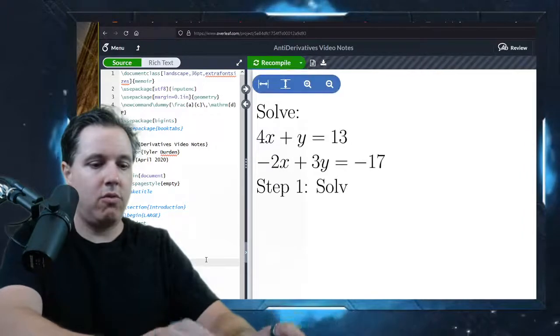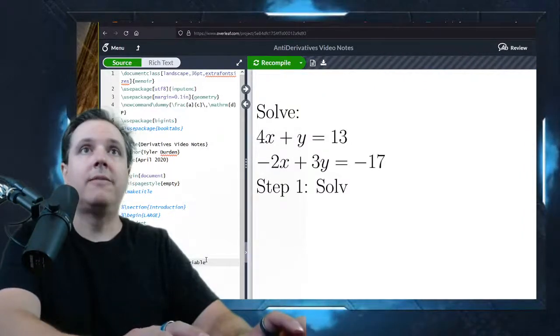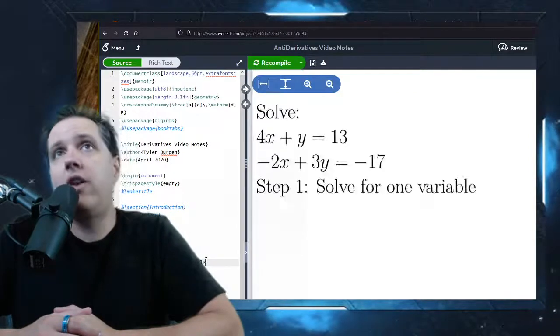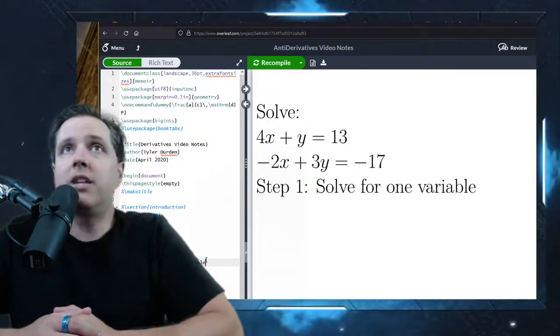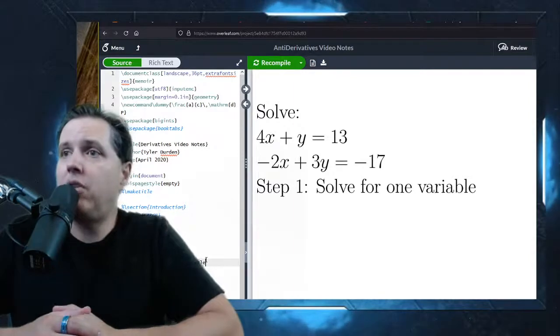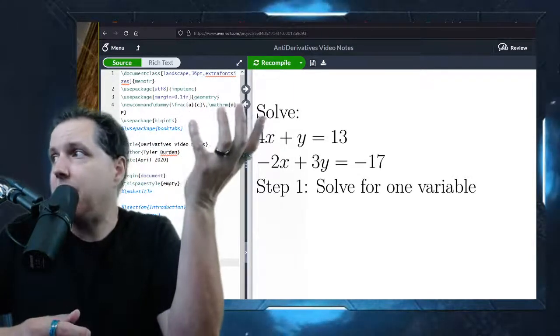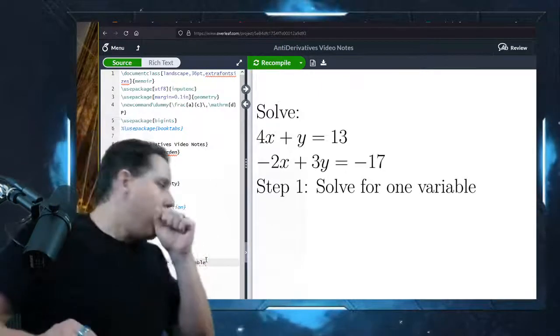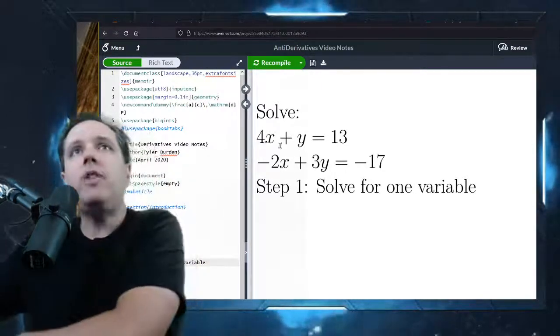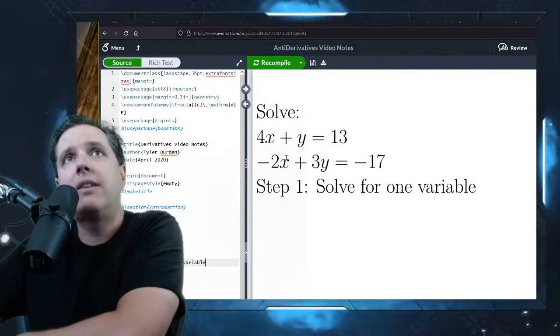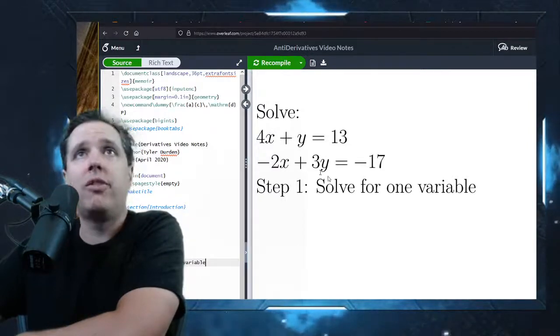Solve for one variable. So what you're going to do is you're going to solve one equation for one variable. And your best choice is going to be to solve for that variable that has the coefficient of 1 or -1 on it. That's the whole reason that this method is easier that way. So see how I have a coefficient of 4 here on this 4x, 1 on this 1y, -2x here, and a 3 on the 3y.